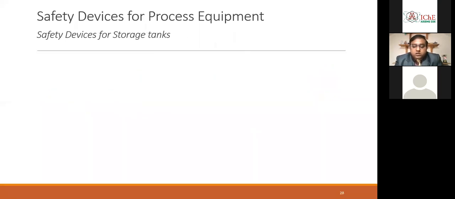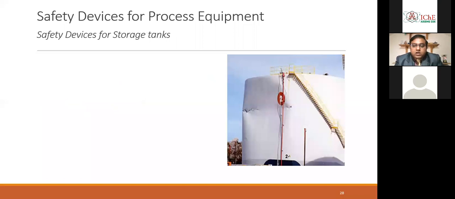Okay, so storage tanks. Storage tanks are a bit different proposition than the equipment put inside a process unit. Process units are generally compact. The equipment is placed very close to one another, whereas storage tanks are generally located in a place a bit far off from the process plants.